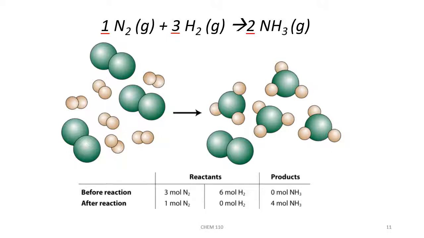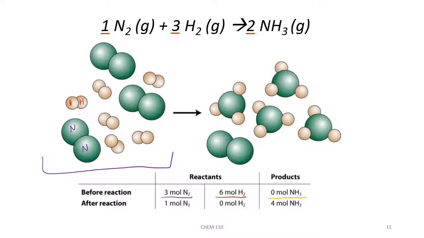If we look at our amount of reactants that we're starting with, everything on the left-hand side of the arrow, we can see that we're starting with 3 moles of nitrogen, N2, represented by the green spheres, since nitrogen is a diatomic molecule. And we're starting with 6 moles of hydrogen, H2, represented by the gold spheres. Hydrogen is also a diatomic molecule. And initially, we have 0 moles of ammonia on the left-hand side, because we haven't formed any product yet.